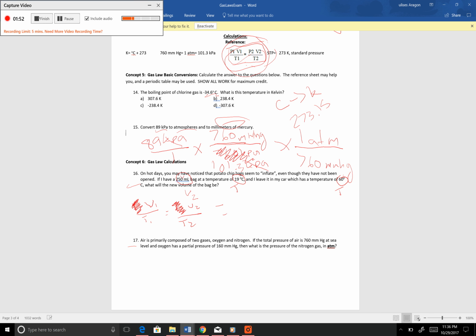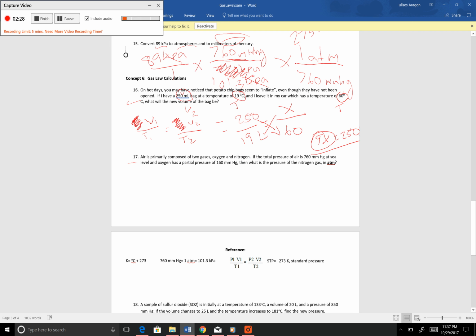So we have V1, which is 250. We have T1, which is 19, is equal to the temperature 2, which is 60. And we're trying to figure out the volume, which we don't know, so let's call that X. Now let's solve for X. Let's cross multiply here, here. Now we have 19X is equal to 250 times 60. And then you solve for X.